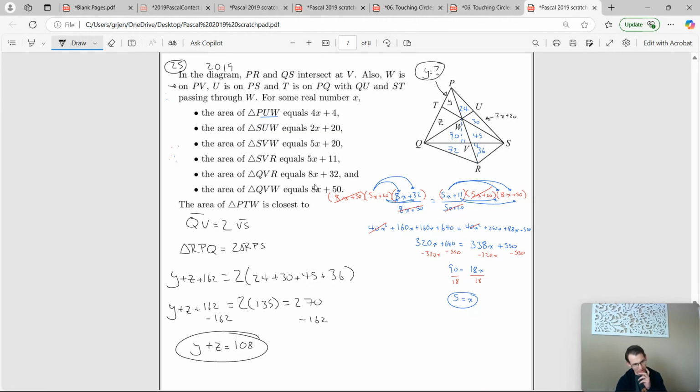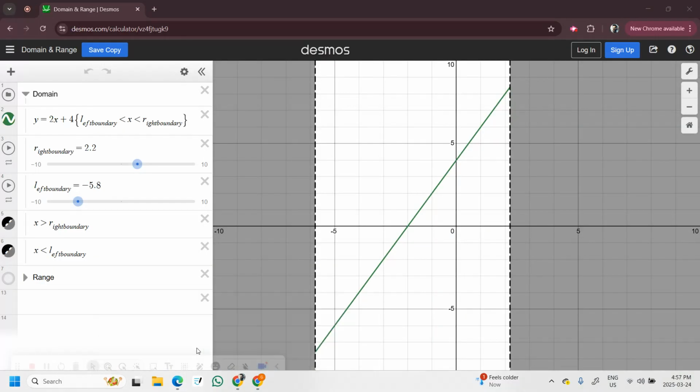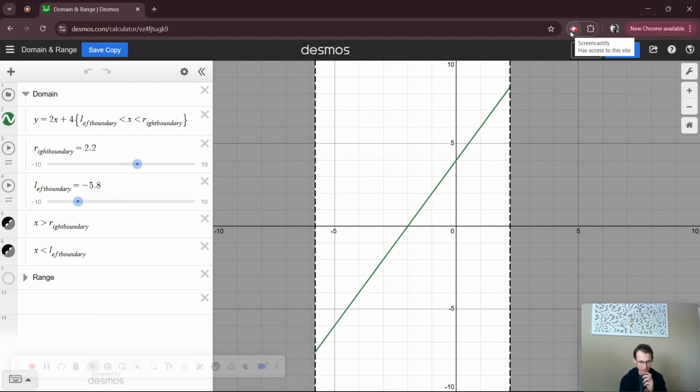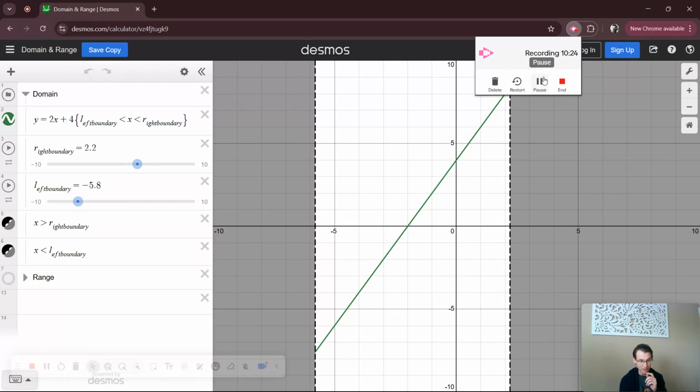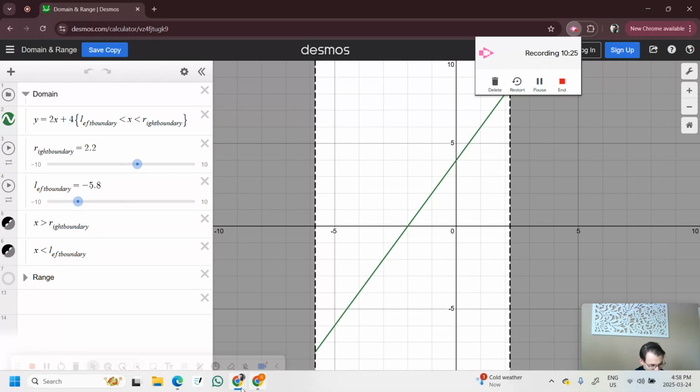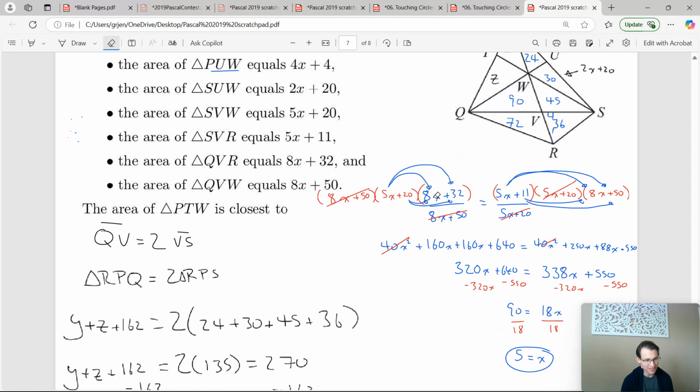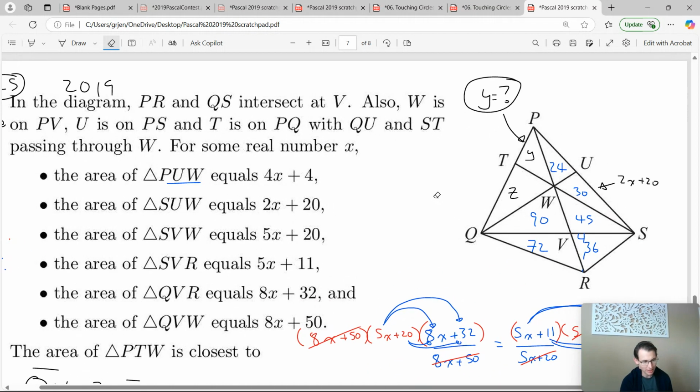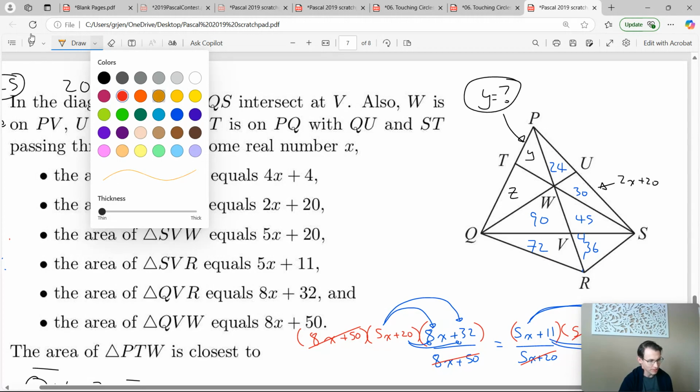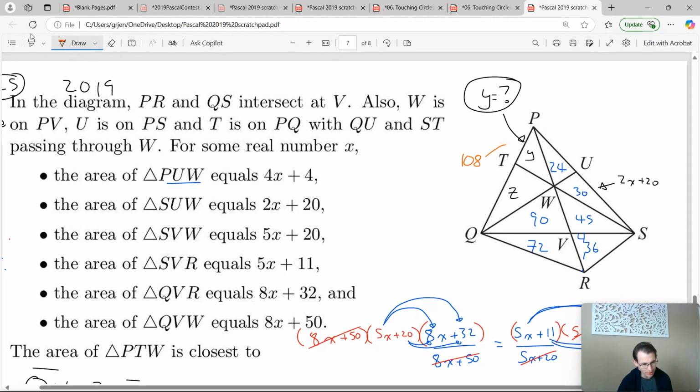Okay? So now we need to observe something. What are we going to observe, folks? Well, give me a second. I need to look at this. I'm a little lost. Just let me look. Okay. One last thing that we're going to look at here is, we now know Y plus Z is equal to 108, right? 108 is Y plus Z.